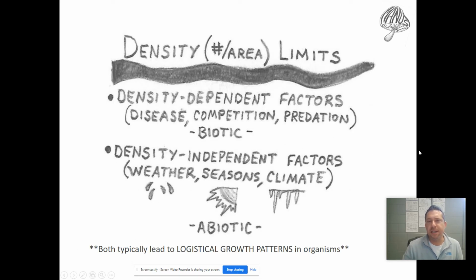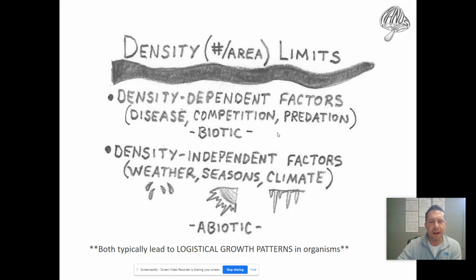When it comes to density limits, pretty much the number of organisms in a given unit area, you're going to have density dependent factors and density independent factors. Density dependent factors depend on the numbers of organisms. So if you think about it, as you increase the number of organisms, things such as disease, competition for any resources, and predation are all going to increase as well. There's a direct relationship there. And a lot of times they're going to be biotic factors within your ecosystem, or living factors.